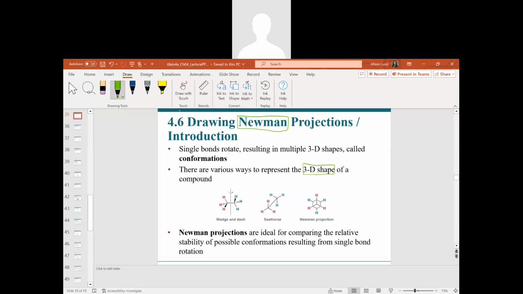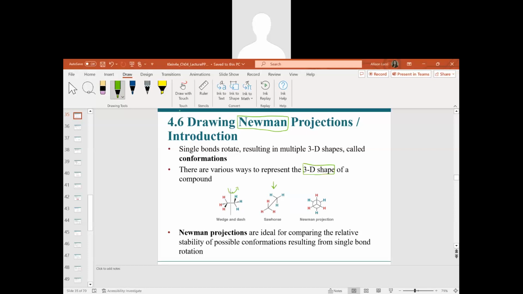So imagine we take a wedge and dash structure here and we rotate it about 45 degrees. So we're going to rotate this slightly to the right here. We could generate what's called this sawhorse. The sawhorse representation of the same compound.